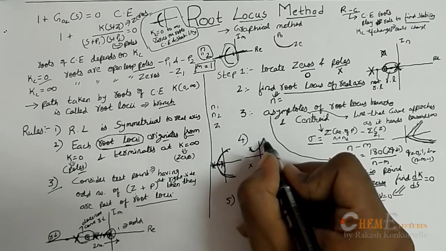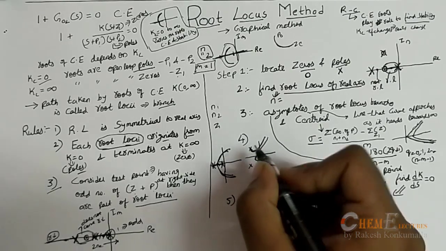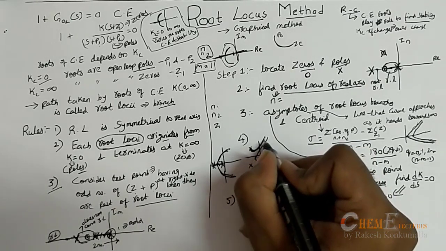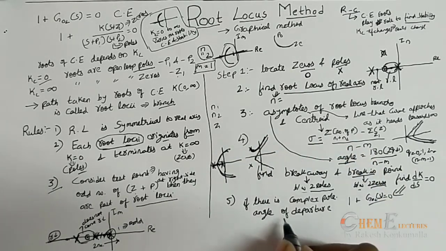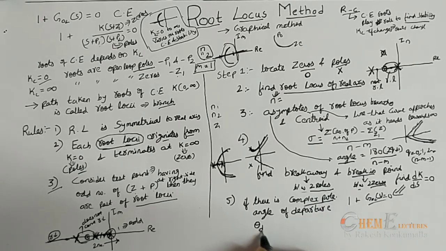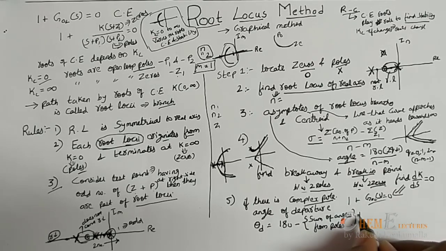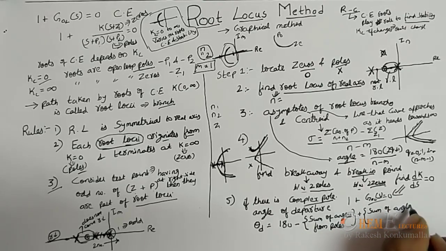Suppose if it is like this, this is my asymptote, then the angle of departure towards the asymptote I need to find for a complex pole, which will be equal to 180 minus sum of angles from poles plus sum of angles from zeros.